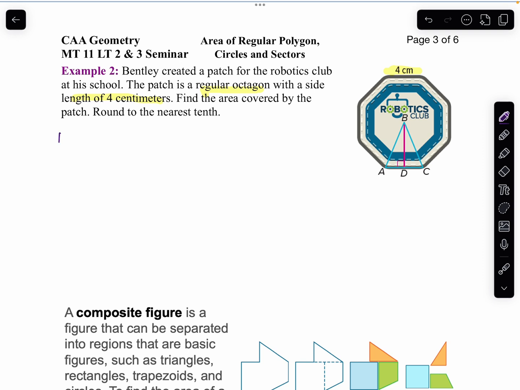Now to find the area, it's 1/2 AP. Well, I definitely can find the perimeter right away, can't I? So my perimeter is 4 times 8. Each side is 4, and so I get 32 for my perimeter. I'm going to spend most of my time in this problem solving for A.